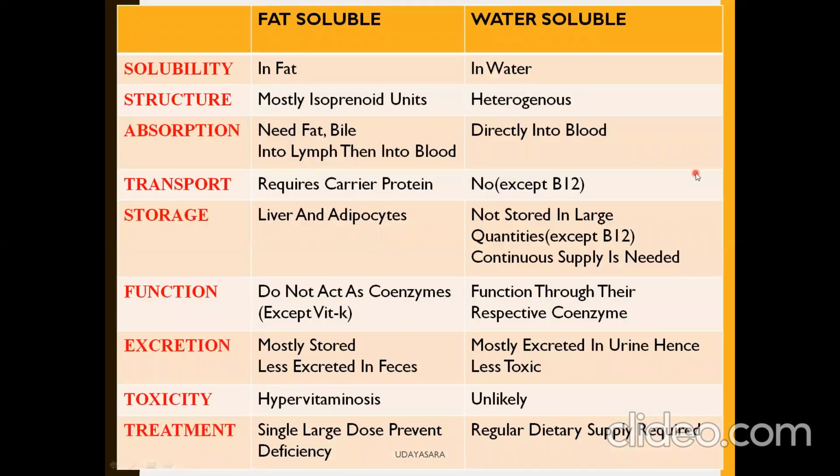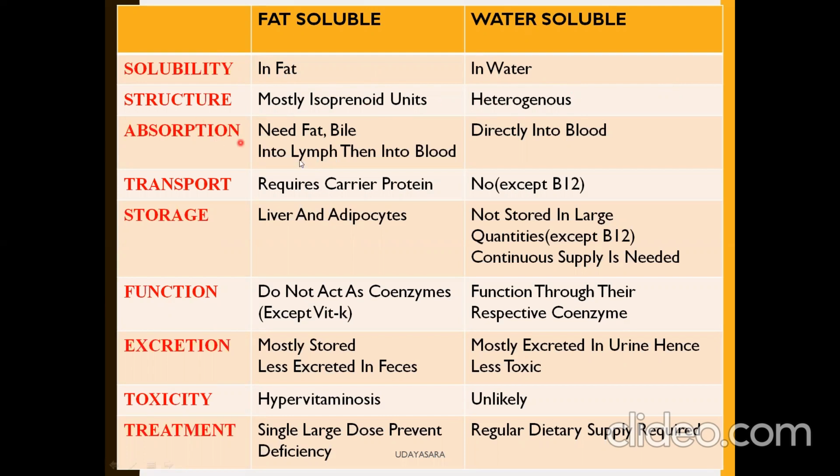So coming to the difference between the fat soluble vitamins and the water soluble vitamins, based on the solubility, we know that fat soluble vitamins are soluble in fat, while water soluble vitamins are soluble in water. Coming to the structure, the fat soluble vitamins mostly have isoprenoid units. What is an isoprenoid unit? It is an organic compound having two or more hydrocarbon units, and each unit has 5 carbon atoms. They are arranged in a specific pattern. While in the water soluble vitamins, the structure is heterogeneous.